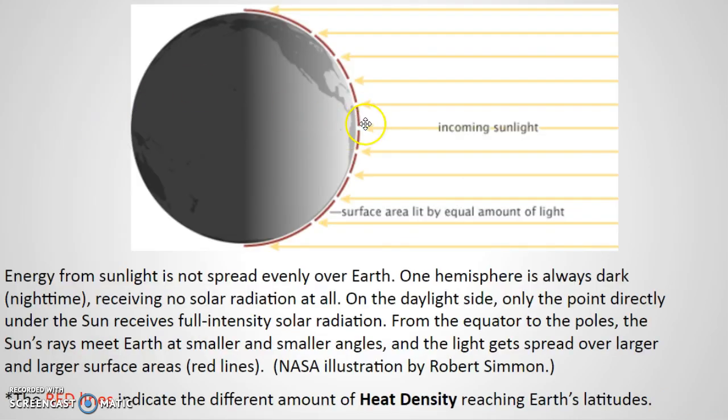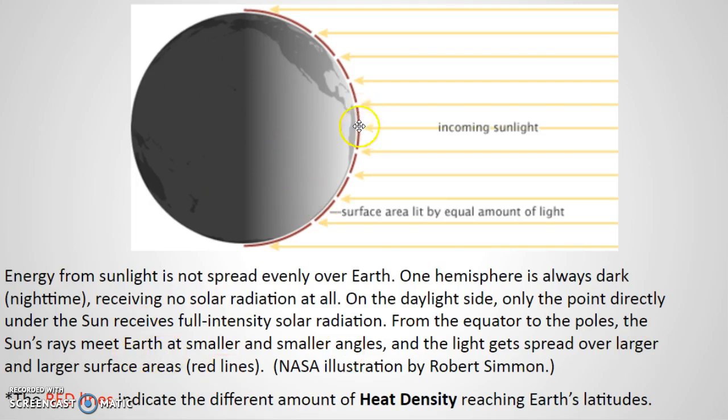So I want you to pay attention to these red lines. The red lines are going to be identifying heat density. So if I have the incoming rays, rays are what we'll call straight lines that radiation travels in. The energy from sunlight is not spread evenly over the Earth. One hemisphere is always dark, which we call nighttime, and receiving no solar radiation at all. On the daylight side, only the point directly under the Sun receives the full intensity of solar radiation. From the equator to the poles, the Sun's rays meet Earth at smaller and smaller angles, and the light gets spread over larger and larger areas.